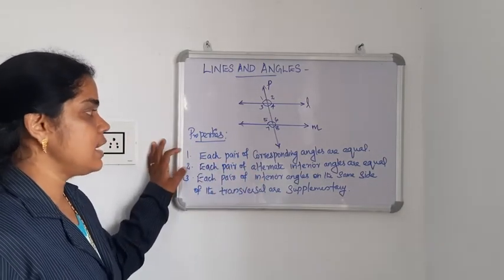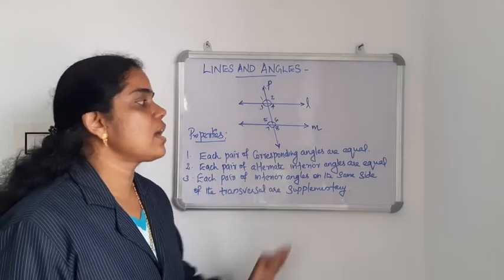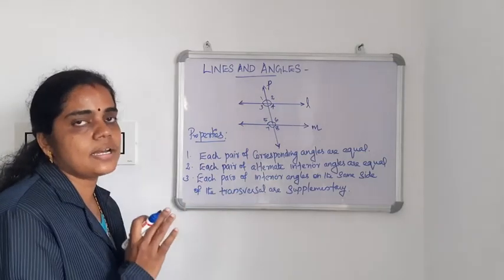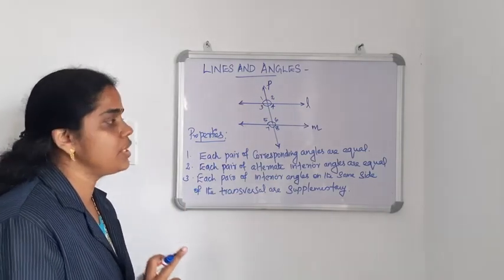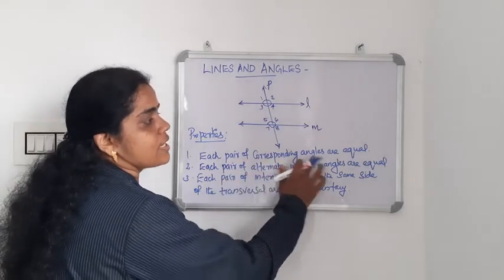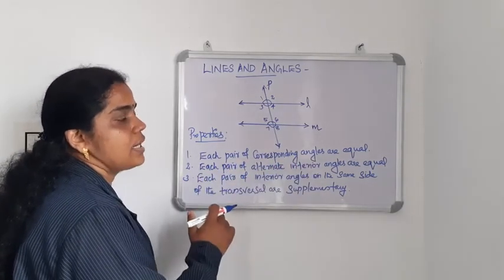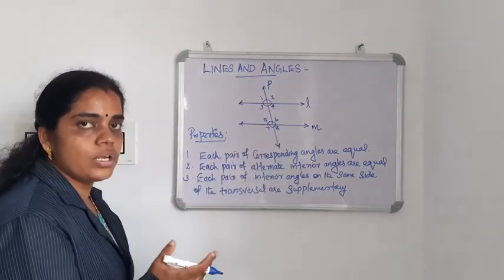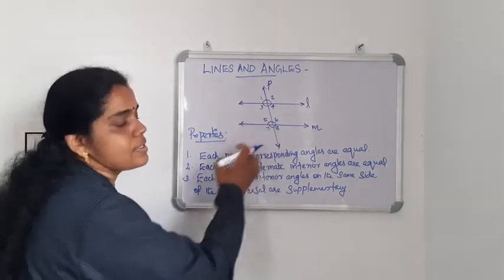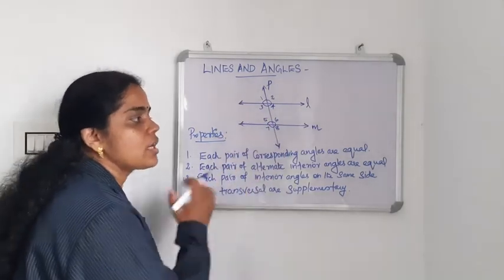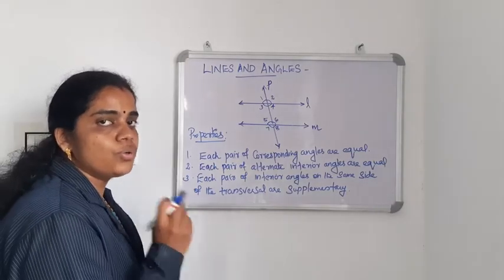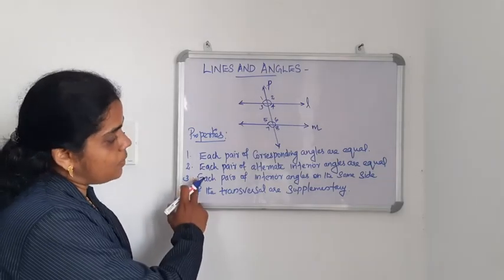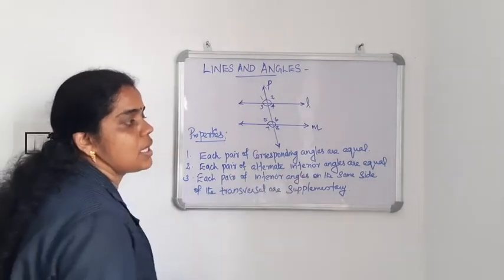First property is that each pair of corresponding angles are equal. This holds only in the case of parallel lines cut by a transversal. That you always need to remember. Already we studied what the corresponding angles are. So angle 1 and angle 5 are equal. Angle 3 and angle 7 are equal. In such a way, all the corresponding angles must be equal if two parallel lines are cut by a transversal. That is the first property.